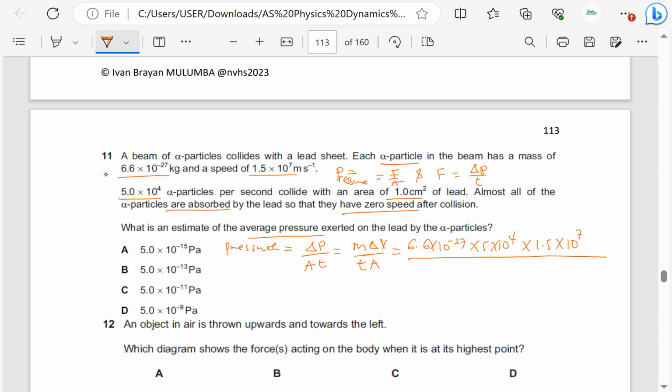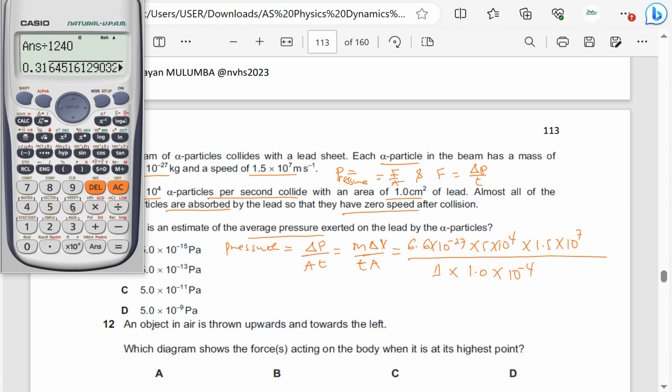The time is, of course, per second, so the time is 1 second. So I will say 1 second times the area. The area is 1.0 centimeters squared. I change it to meters squared, so that is times 10 power minus 4.